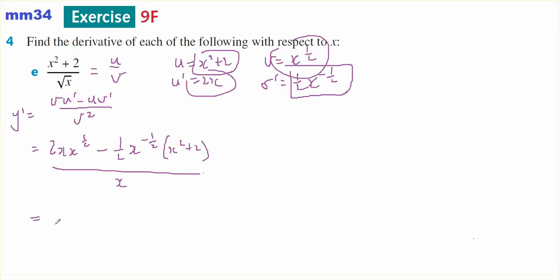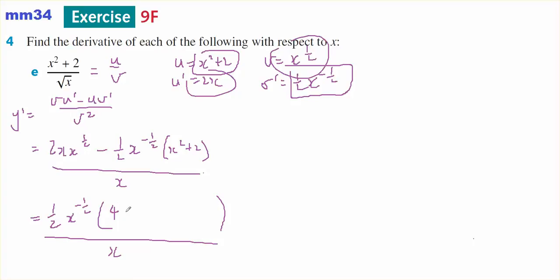Now looking for common factors. I have a 2 and I've got a half, so I'm going to take a half out. I've got an x to the half and x to the negative a half, so I'm going to take x to the negative a half out. And that's all over x. I took a half out, but I had 2, so I'm going to have 4 in here, because a half times 4 gives me 2.